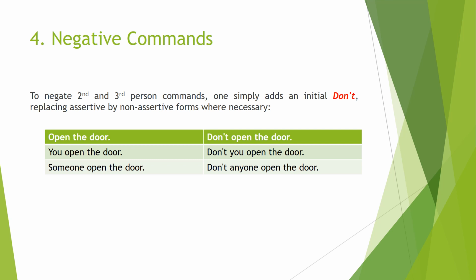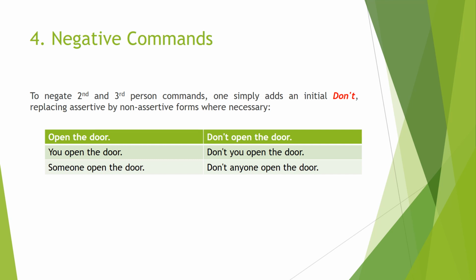This is a command without a subject. All we need to do is put don't at the beginning of the command to make it negative. But if we have a command with a subject, you open the door, we also negate it in the same way. We put don't at the beginning. Don't you open the door. Someone open the door. This is again a command with a subject, and the subject here is a third person pronoun.